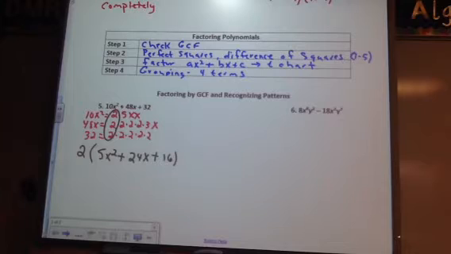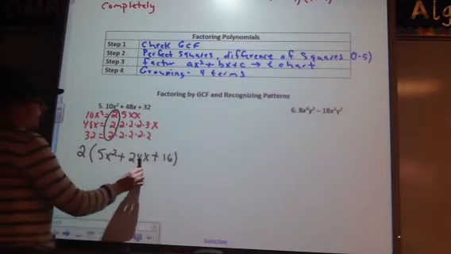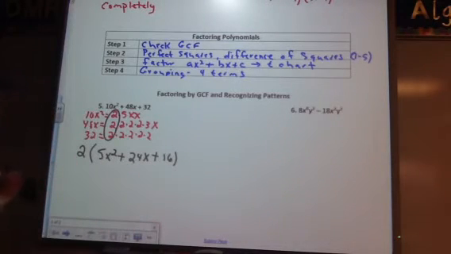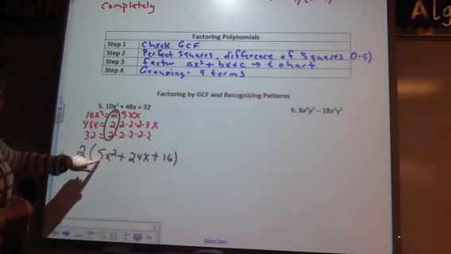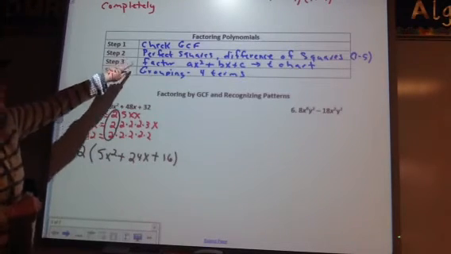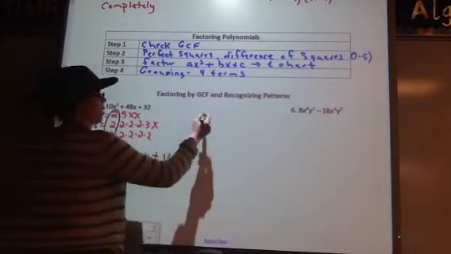Okay, now we got to look at this trinomial and see if we can factor it more. So, do we have perfect squares? No, 5 is not a perfect square. So we need to look at this. This is our t-chart. So let's go ahead and do our t-chart.